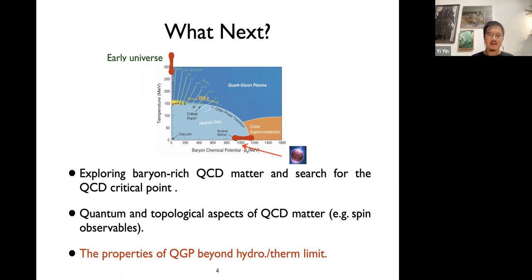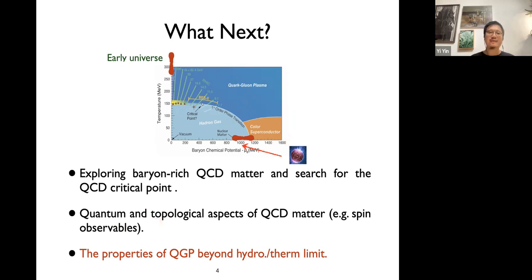And so one interesting direction is to extend our knowledge about the QGP at relatively small baryon chemical potential to the baryon-rich regions, studying baryon-rich QCD matter. For example, I think one of the focuses nowadays is the search for the QCD critical point, the landmark point in the phase diagram. And by learning more about baryon-rich QCD matter, we may also make connections to the properties of neutron stars.